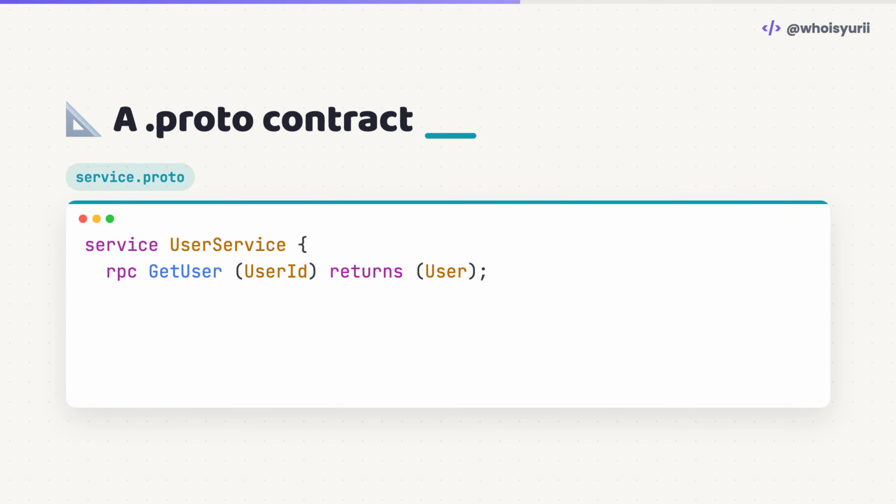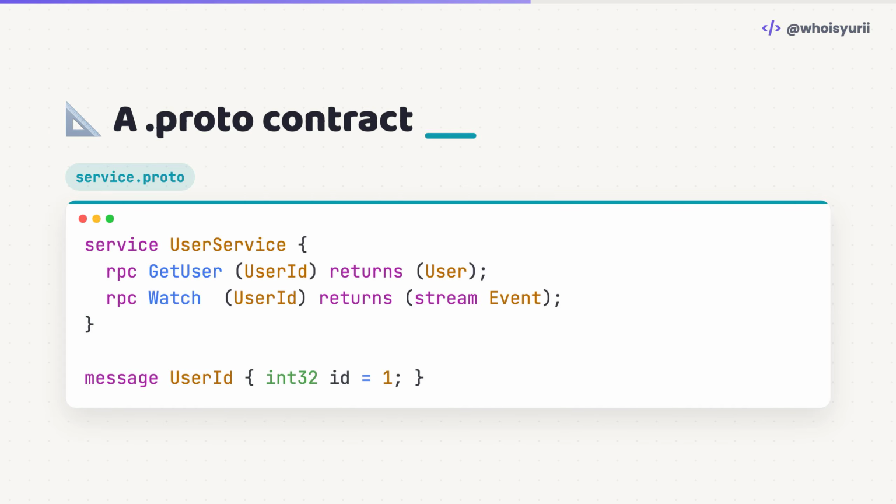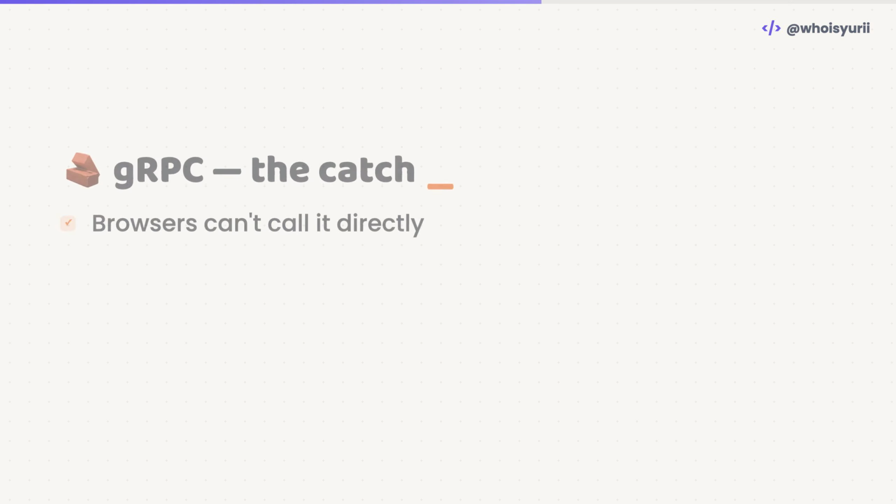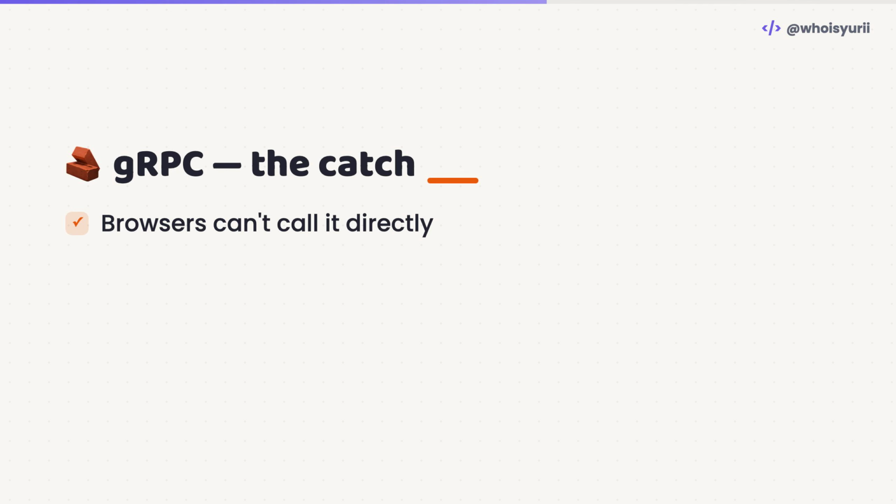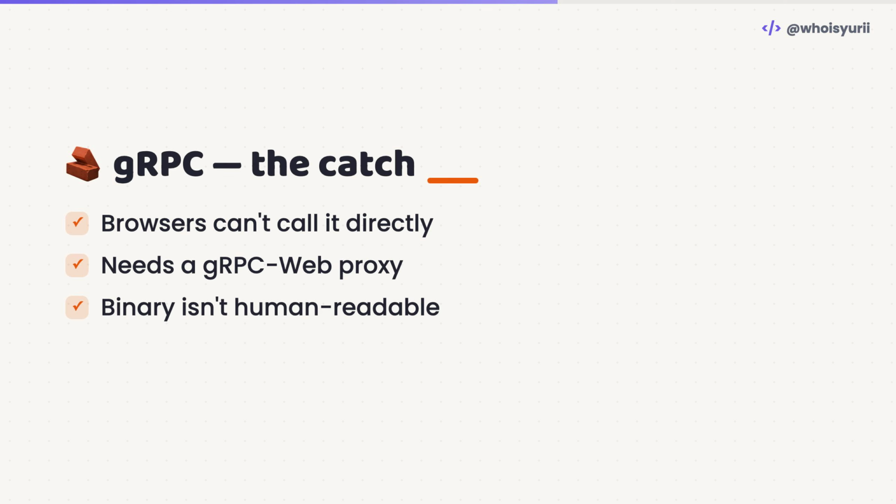You define your services and messages like this. That contract generates the code on both sides, and it even supports streaming a continuous flow of messages. The catch? Browsers can't speak gRPC directly, and the binary isn't human readable. So it shines for internal, service-to-service traffic inside a backend, not the public web.